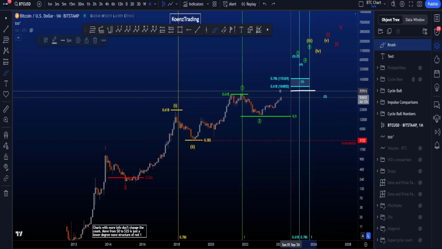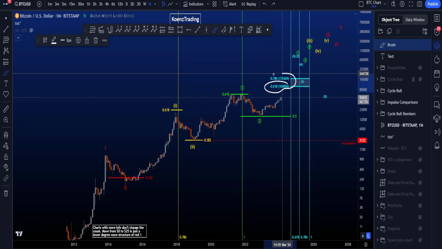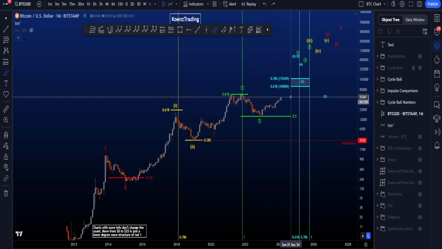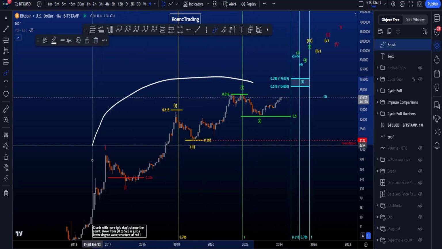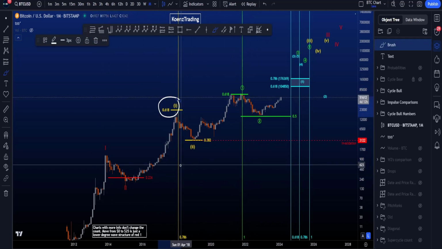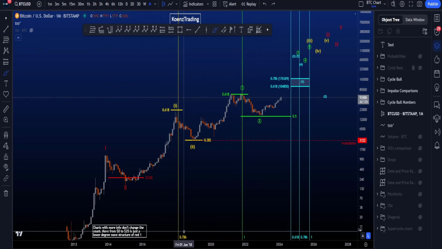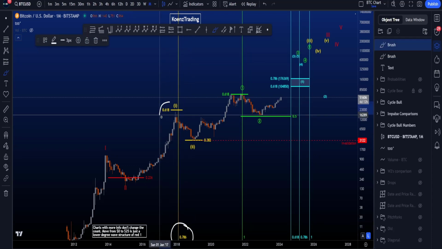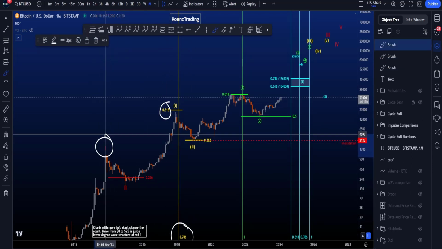To get a better understanding of why the target area of this blue wave 1 is between 100k and 180k and time-wise between September 2024 and October 2025, we have to look at the previous bull markets. What you see with this yellow wave 1 is that it is a little bit shorter in time and shorter in price compared to the red wave 1.